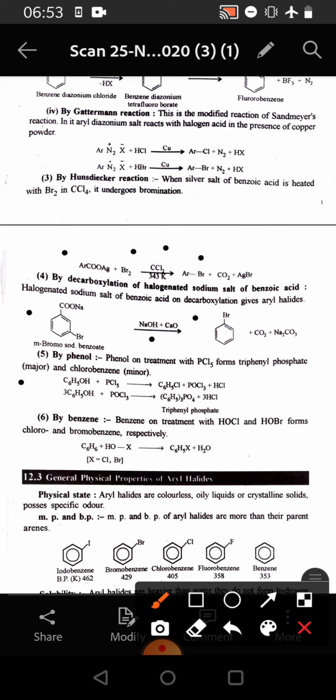Next we come to the preparation of aryl halides from phenol. Phenol on treatment with PCl5 forms triphenyl phosphate and, as the major product, chlorobenzene. So C6H5OH, that is phenol, reacts with PCl5 to give C6H5Cl, and 3 molecules of phenol react with POCl3 formed in the first step to give triphenyl phosphate.